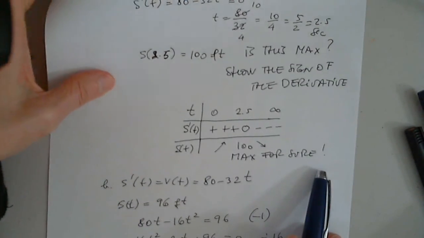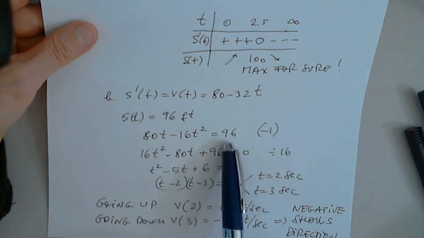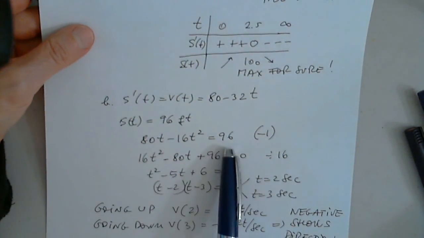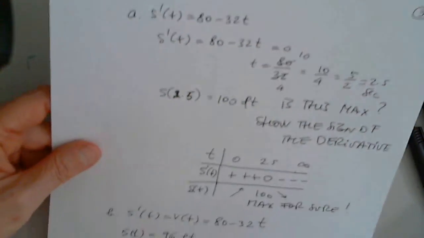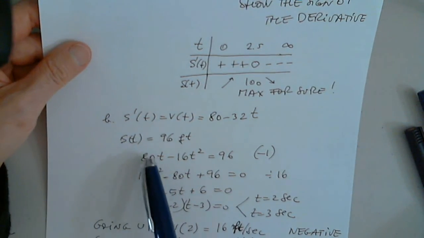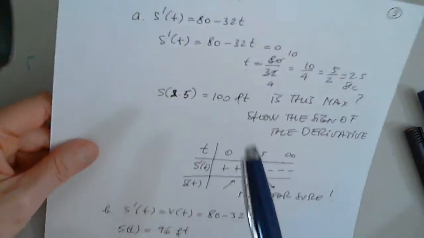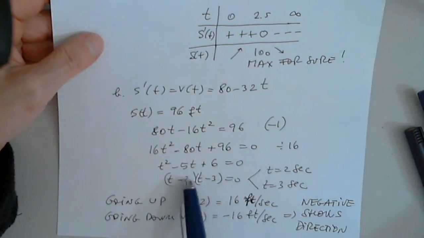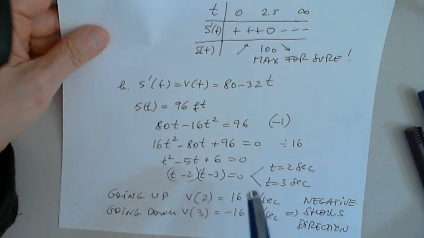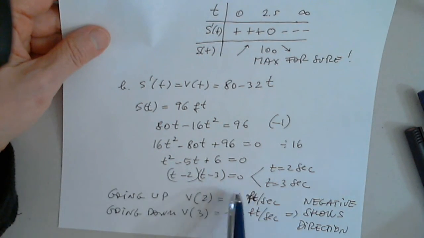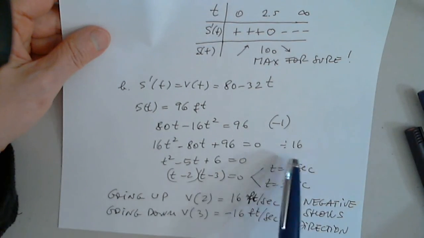Then we are asked to determine the velocity going up and going down when the height is 96. Oh, this was the height, not the distance. So we set equal the distance function to 96. I need to solve and find what is the time needed for the ball or particle to reach 96 feet. So I simplify by 16.